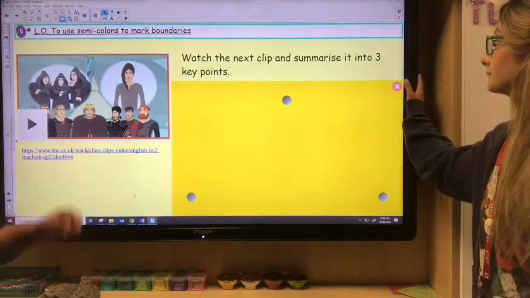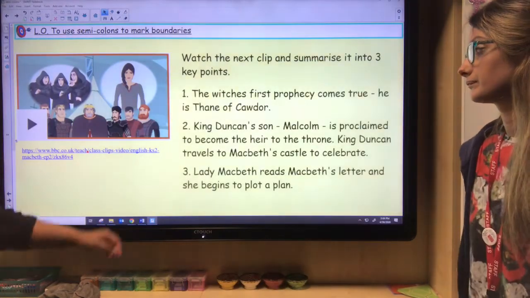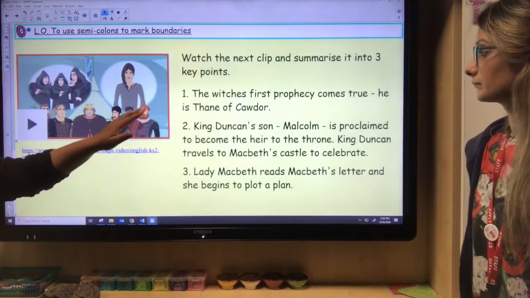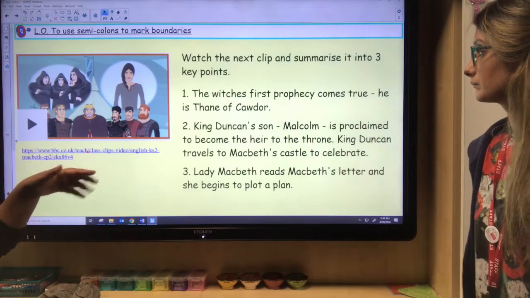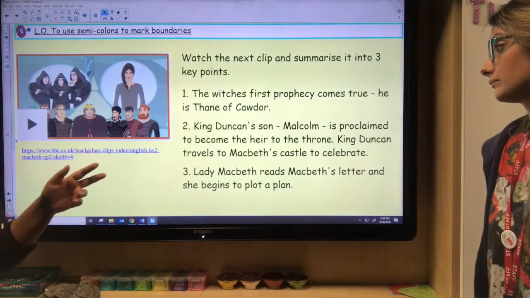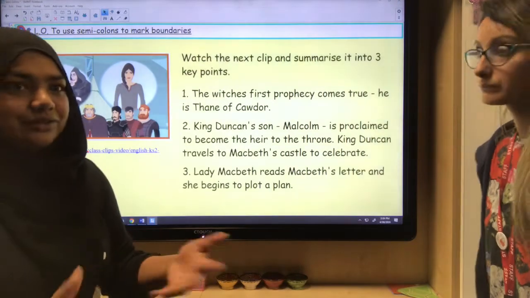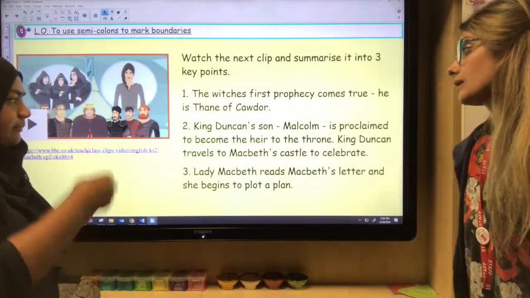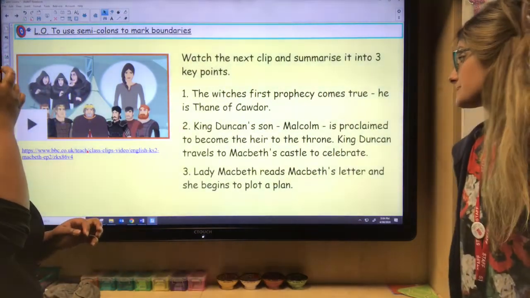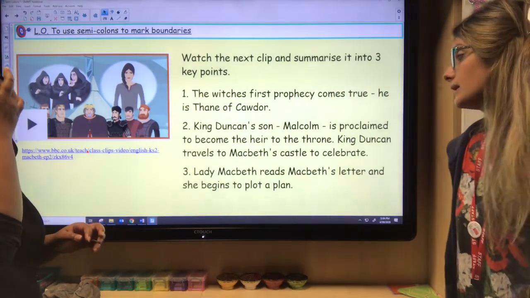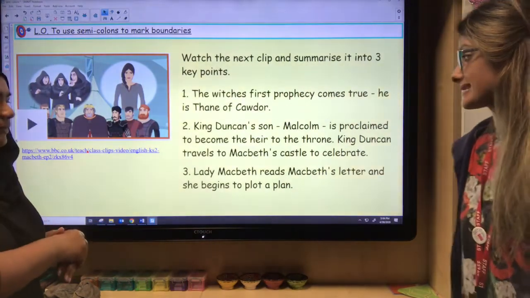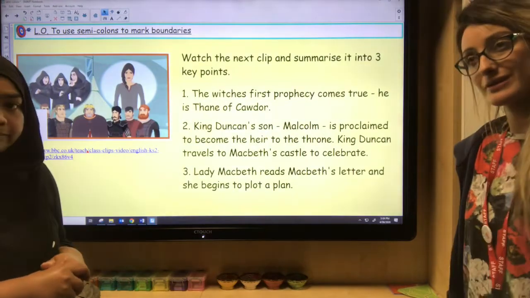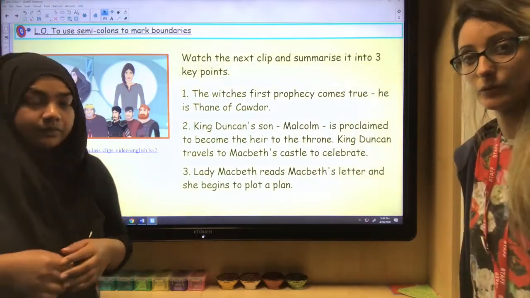Okay, so 3 points to summarise it into. So point number 1, the witches' first prophecy comes true. He is Thane of Cawdor, so like Mrs. Gale said, he's the landowner of Cawdor. Number 2, King Duncan's son, Malcolm, is proclaimed to become the heir to the throne. King Duncan travels to Macbeth's castle to celebrate. So if you're an heir to the throne, you're the next person in line to becoming the king or queen.